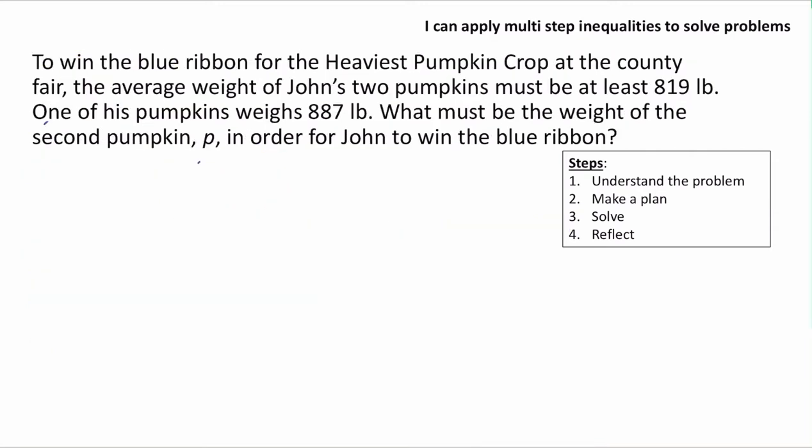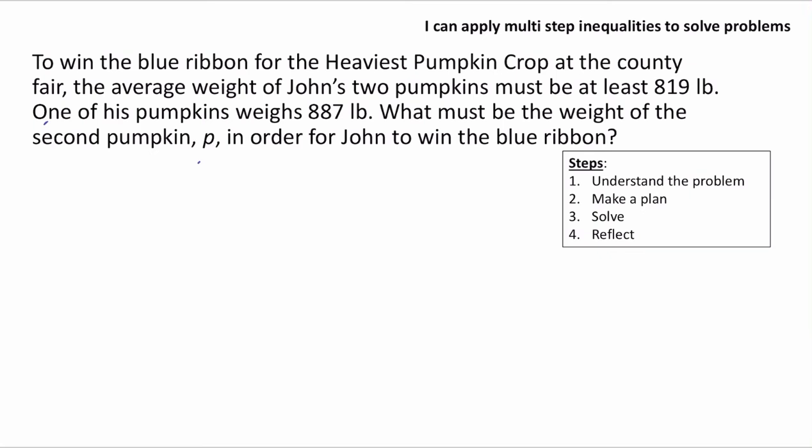That is my answer. So this problem tells me that to win the blue ribbon for the heaviest pumpkin crop at the county fair, the average weight of John's 2 pumpkins must be at least 819 pounds. One of his pumpkins weighs 887 pounds. What must be the weight of the second pumpkin P in order for John to win the blue ribbon?